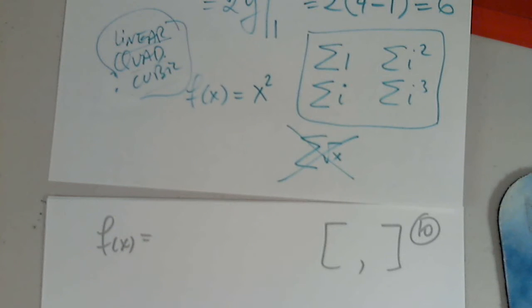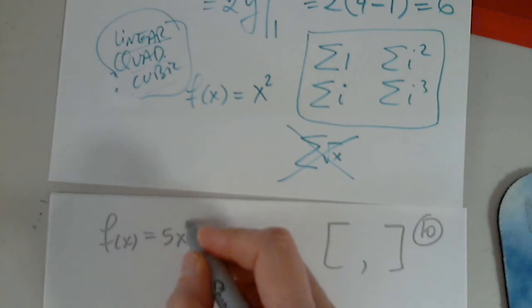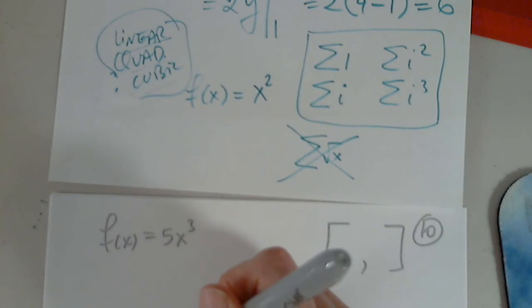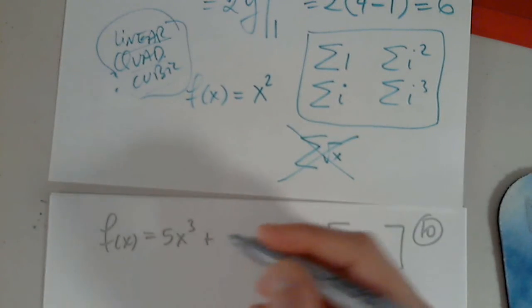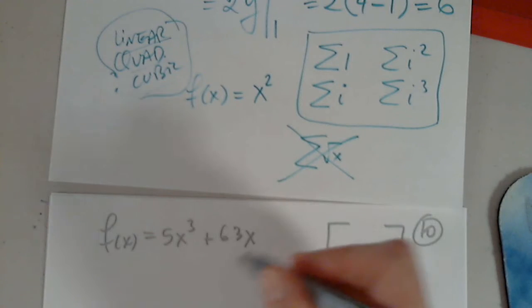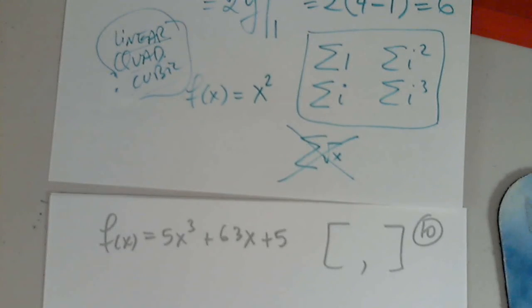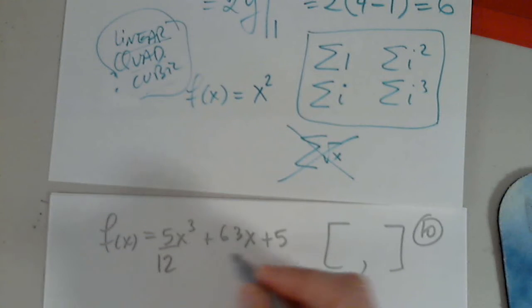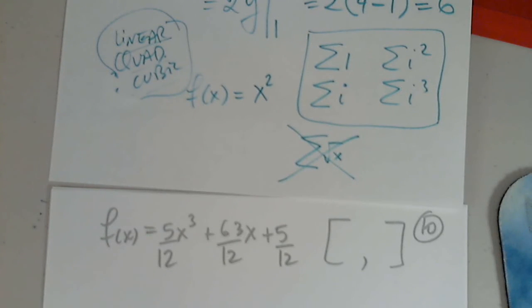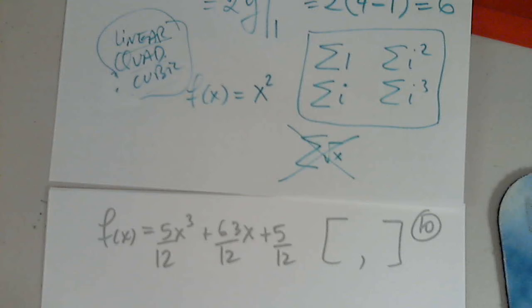Let's do 5x cubed. Can it be like a fraction? But not x in the denominator. Yes, it can be a fraction. I was going to say plus 63x plus 5, over 12. But everything over 12? Yep. But if that's the case, I'm going to do this. Good. And now the interval. Let's say, if you don't start at 0, it will take us an hour. All right, let's do 0 to 10.